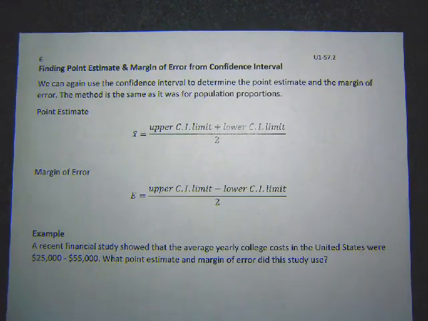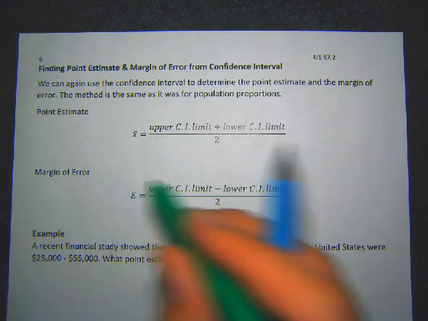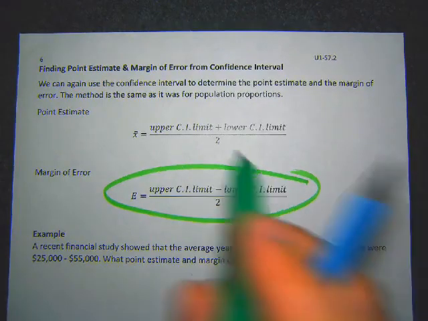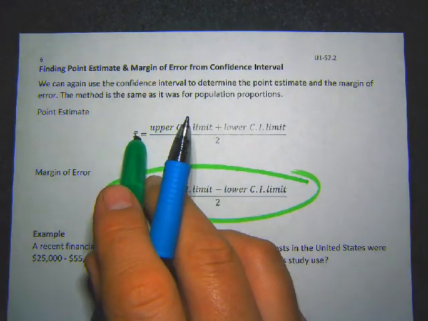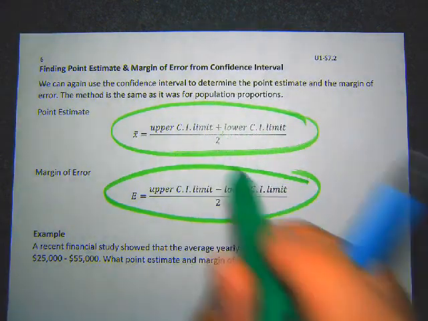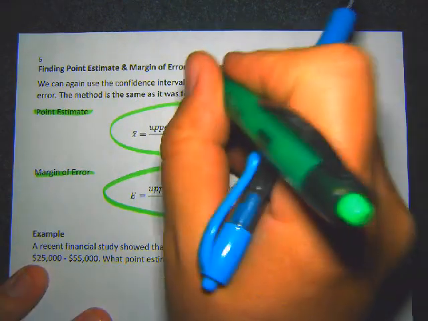So we'll use the calculator 9 times out of 10. And then if we want the point estimate or the margin of error, we'll just use this formula for the margin of error. The point estimate, again, if you don't know what the point estimate is, it is the middle number in your confidence interval. So you can always add them up, divide by 2, and find that middle number. So that's the trick for finding these from the confidence interval.